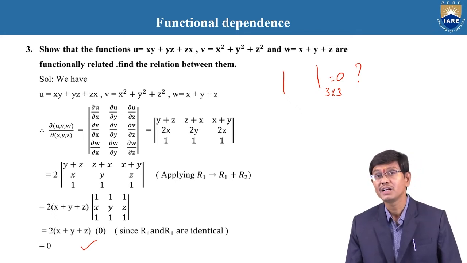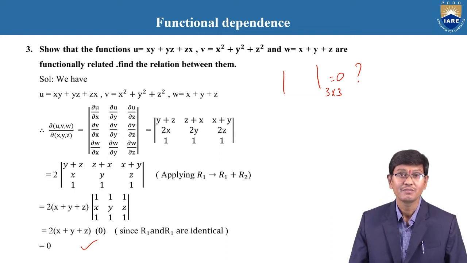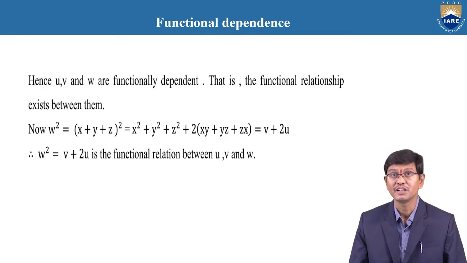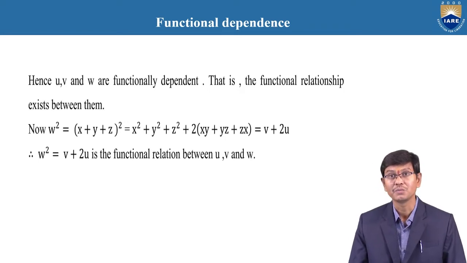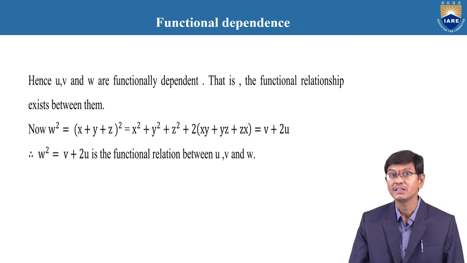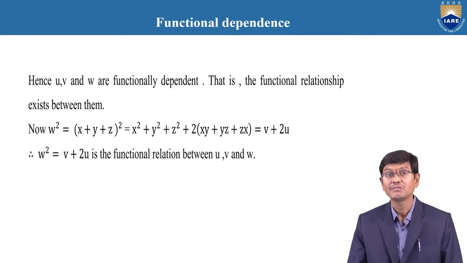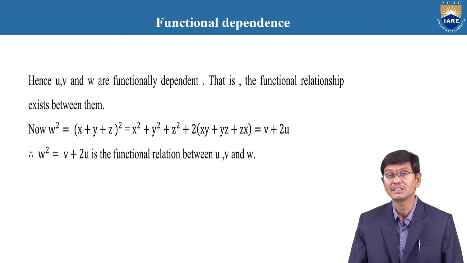And since it is a dependent condition, it is possible to write the relation between them. Considering w square, it is x plus y plus z whole square. You know that according to the formula, a plus b plus c whole square is equal to a square plus b square plus c square plus 2 into ab plus bc plus ca. Here a is equal to x, b is equal to y, and c is equal to z. Therefore, w square is equal to x square plus y square plus z square plus 2 into xy plus yz plus zx.